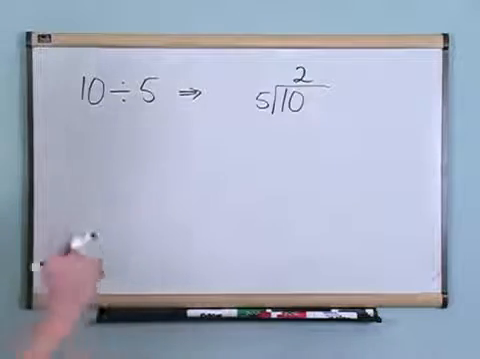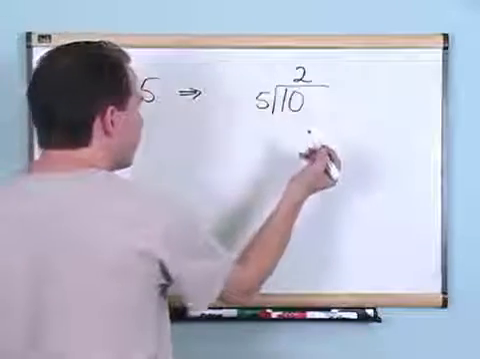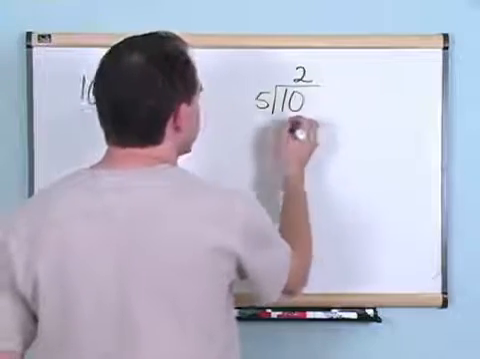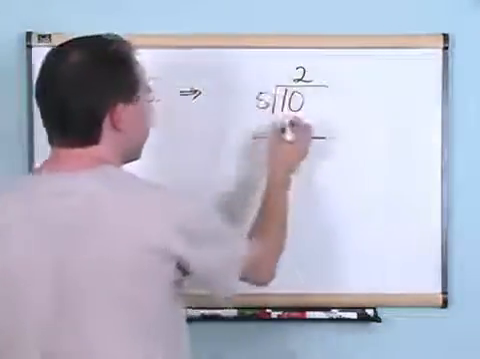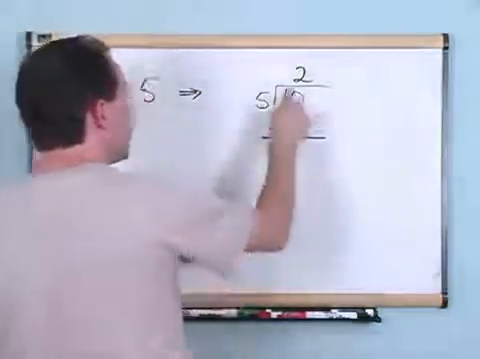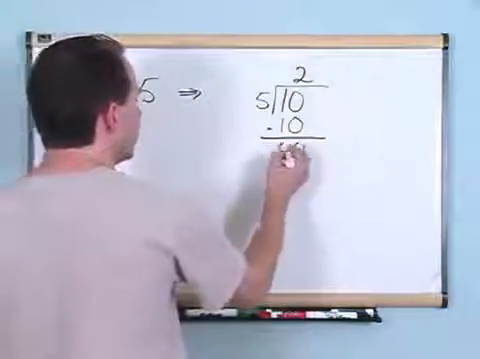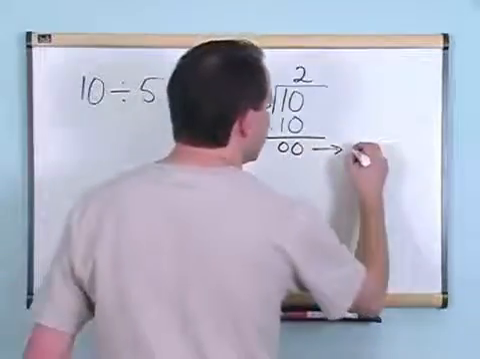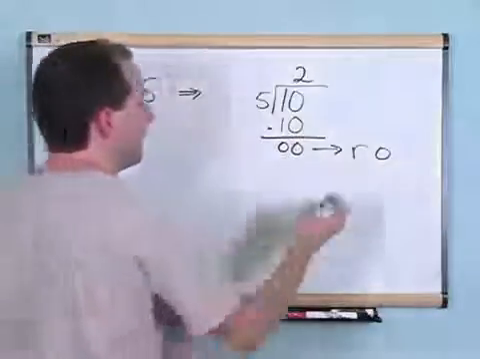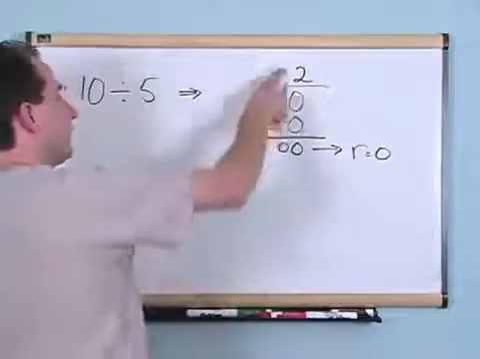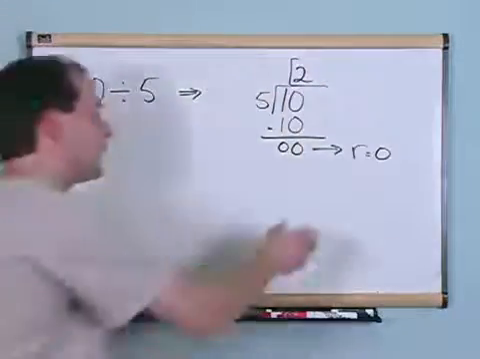Now let's check ourselves, let's make sure. Let's multiply. 2 times 5 gives us what? It gives us 10. So we're going to write 10 down here, okay? Because 5 times 2 gave us 10. And what we're going to do is subtract these two. 0 minus 0 gives us 0. 1 minus 1 gives us 0. So the remainder, which I'm going to put as an R, is 0. Okay? So the answer to this question is 2. That is the answer to the problem, and there is a remainder of 0.